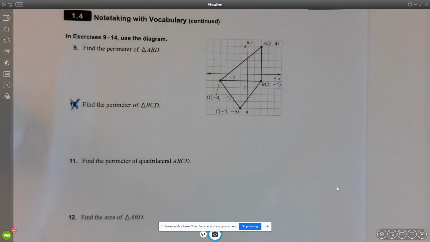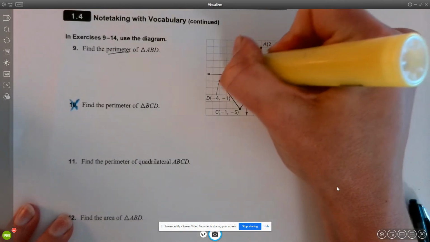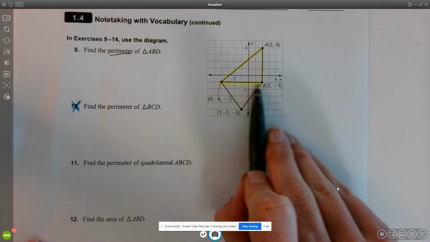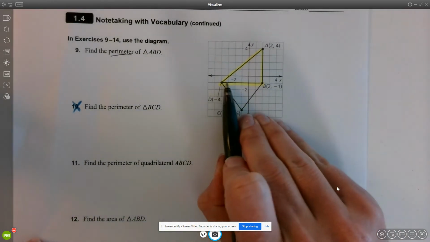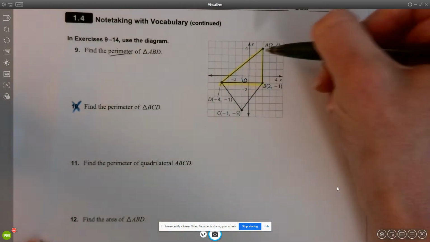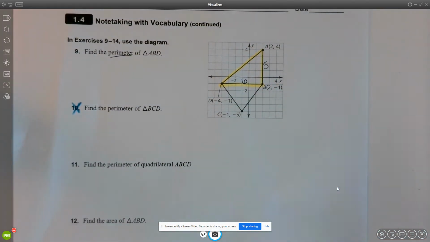And in number 9, it wants us to find the perimeter of triangle ABD. So here's triangle ABD. Perimeter is the distance around the triangle. So remember, we want to count our lengths whenever we can. I notice I can count the length of DB since it's horizontal. 1, 2, 3, 4, 5, 6. AB is 1, 2, 3, 4, 5. The only length I'm not going to be able to count is length AD.